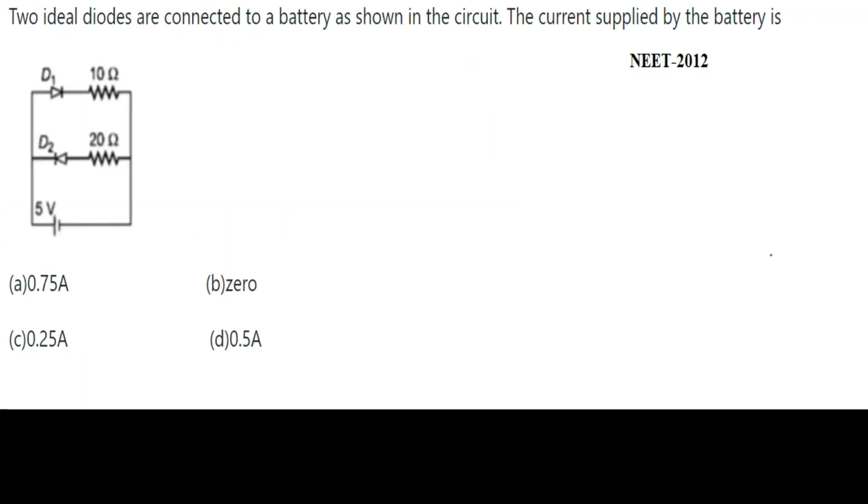So this is the question asked in NEET 2012. He said that two ideal diodes, whenever he is telling the diodes are ideal, what does it represent? It represents that the voltage across the diode is 0. They are connected to a battery as shown in the circuit. So there are two diodes D1 and D2 connected in a circuit. Now he is asking you to find the current supplied by the battery.